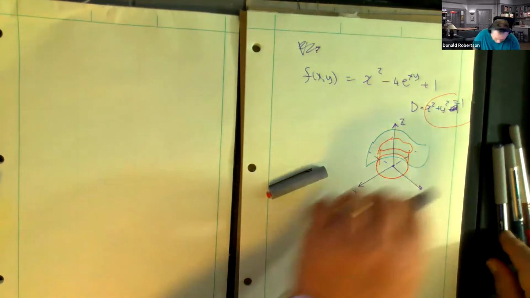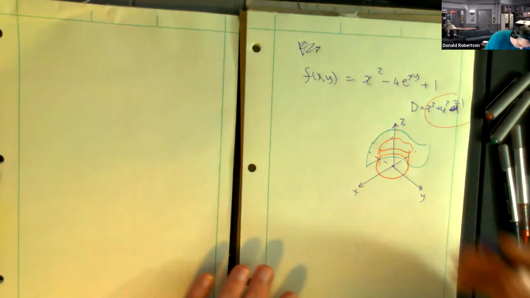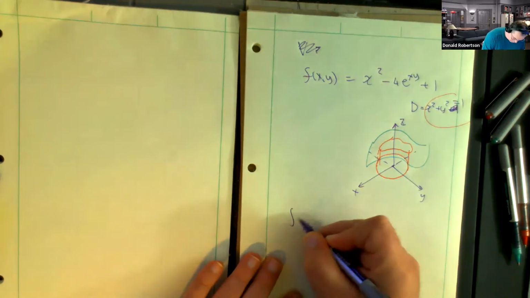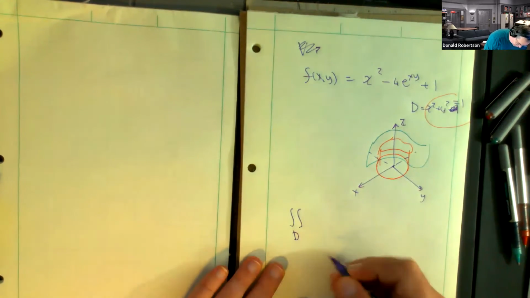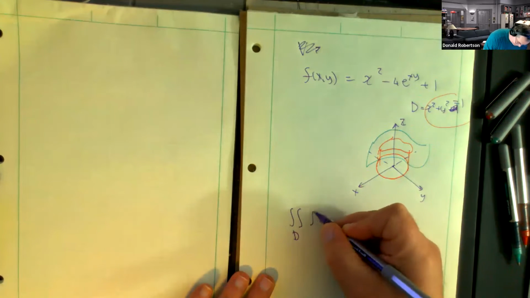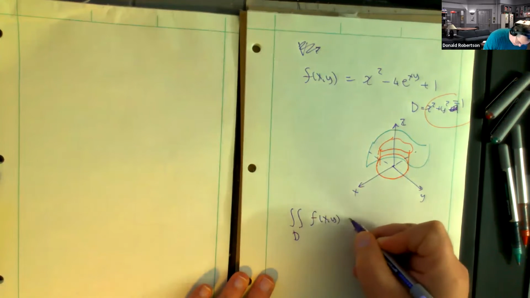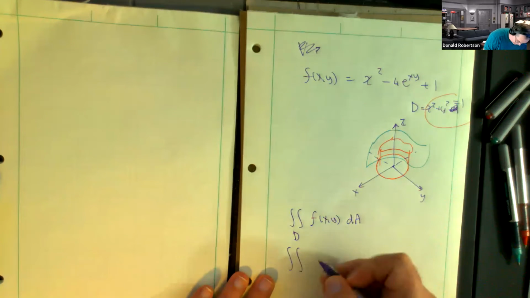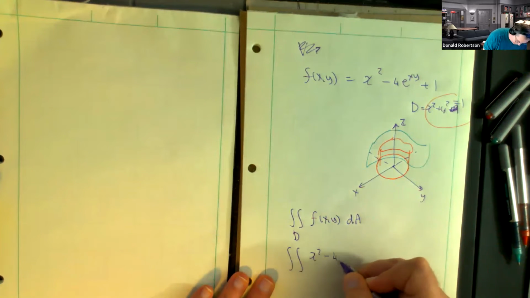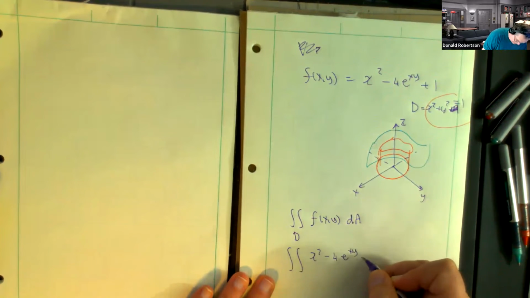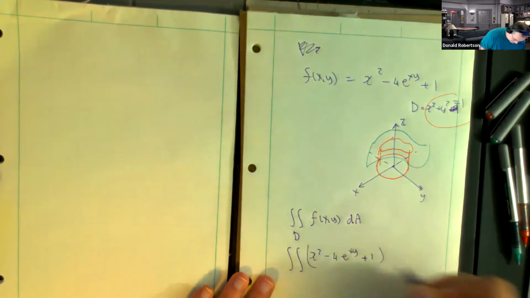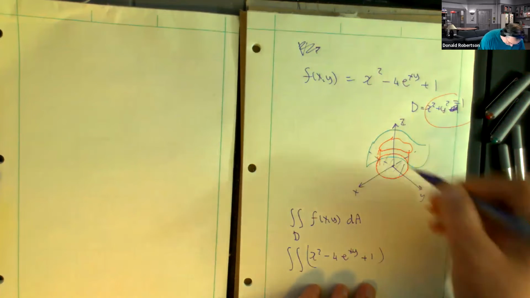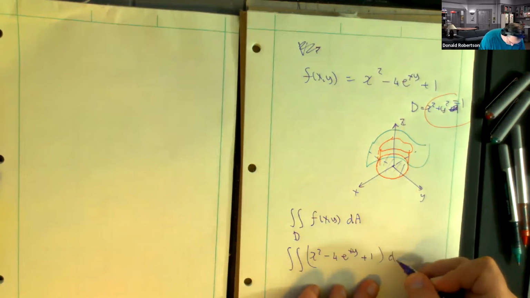Well, volumes of shapes like that are found by the double integral over the region D of the function dA. So in this case, it's going to be x squared minus 4e to the xy plus 1, and the region D, go there.